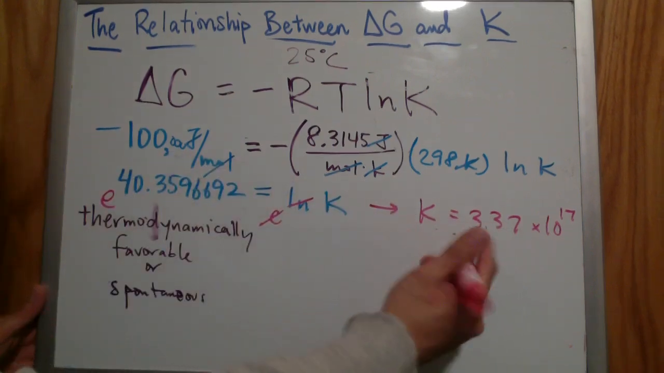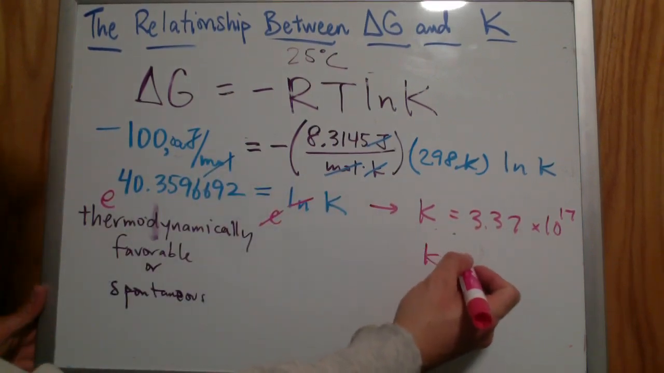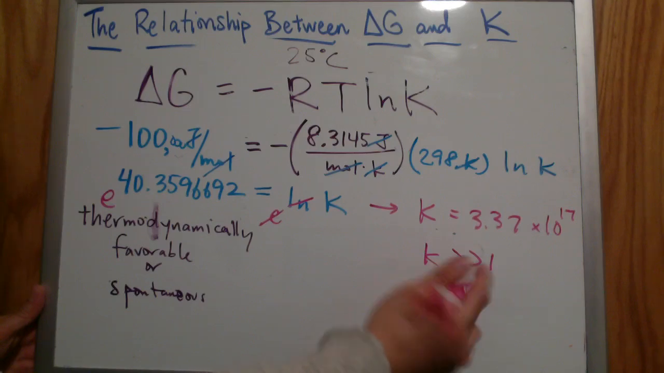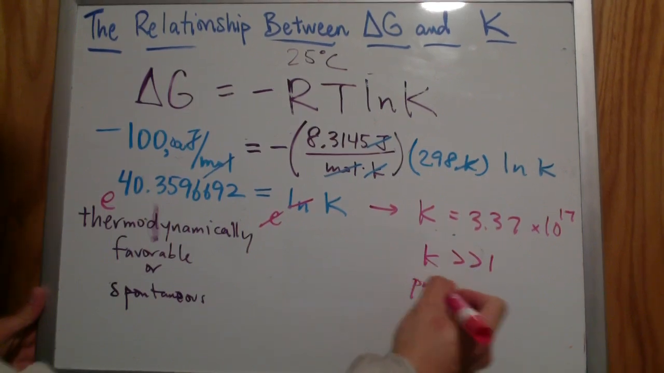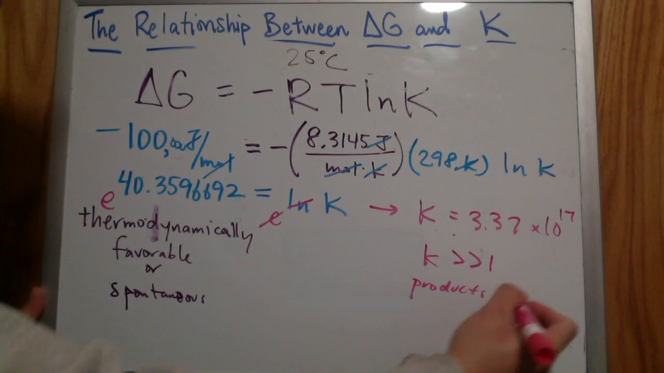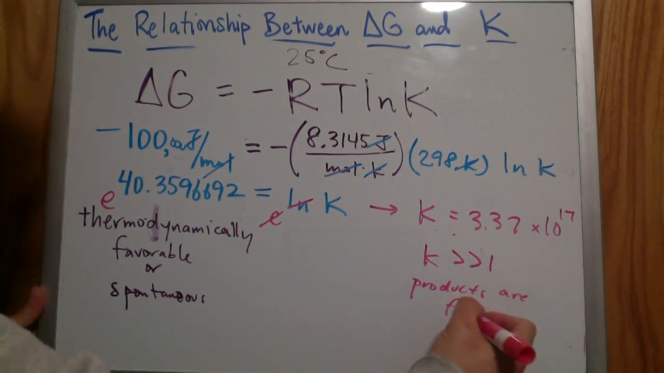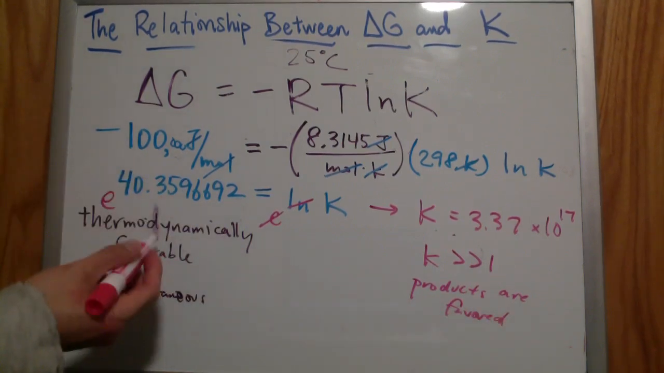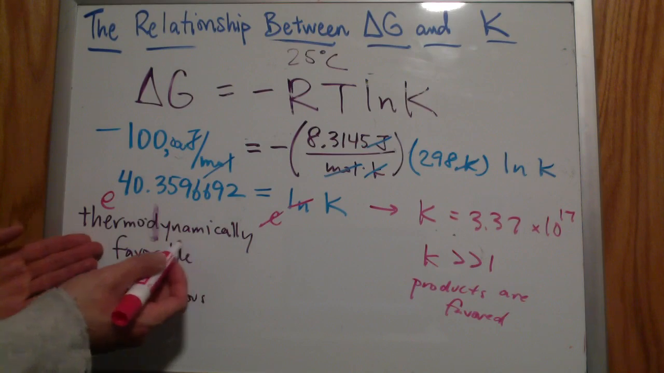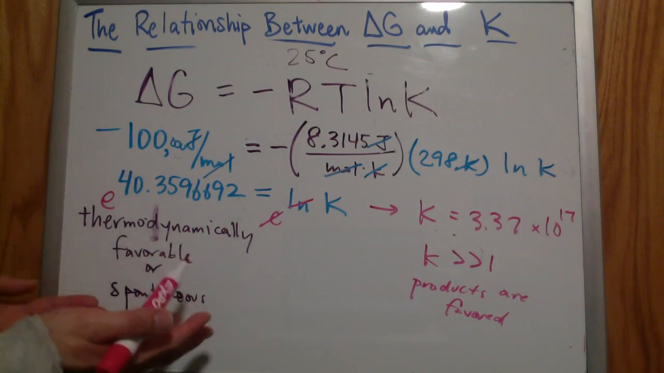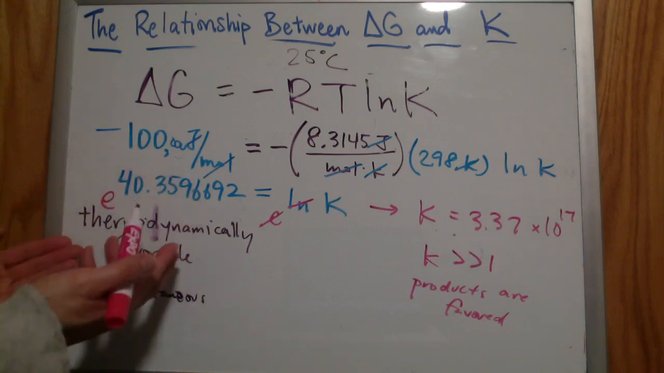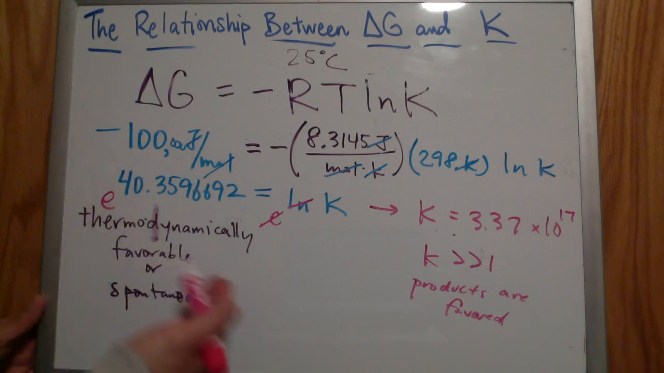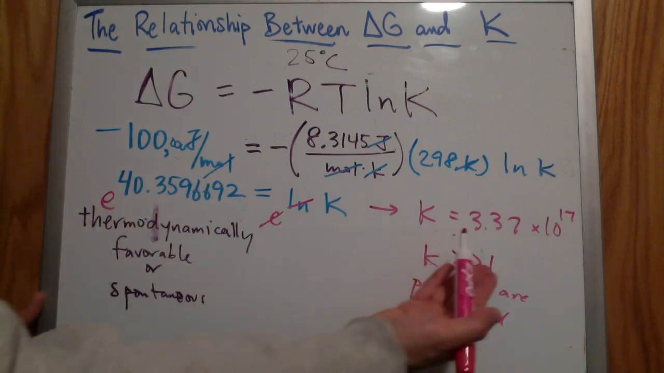Now, if we take a look, the K value is super huge. It is way bigger than 1. And remember, a K value greater than 1 means that products are favored. And this should also make sense because if the reaction is thermodynamically favorable or spontaneous, that means the reaction will occur on its own. Which way will it go? Well, it'll proceed in the forward direction, and it will make the products. And that's confirmed by our K value here.